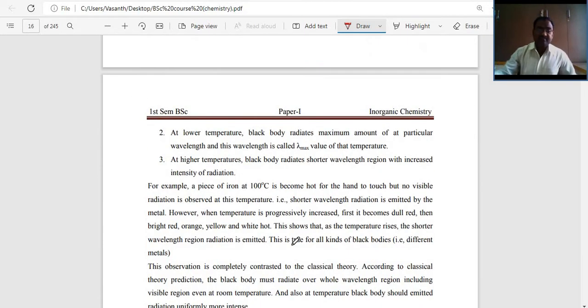The second thing, at low temperature, a black body radiates a maximum amount at a particular wavelength, and this wavelength is called lambda max, a value dependent on the temperature. At higher temperatures, a black body radiates in the shorter wavelength region with increased intensity of radiation.